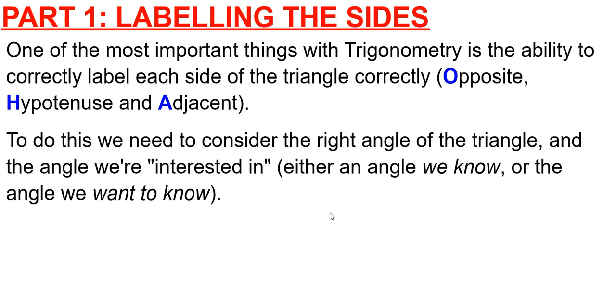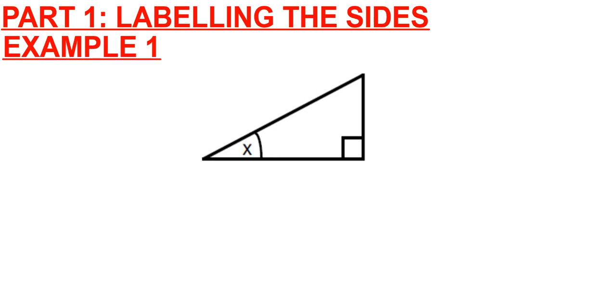This brings us to part one, where we need to label the sides first of all. One of the most important things with trigonometry is the ability to correctly label each side of a triangle, whether it be opposite, hypotenuse, or adjacent. Labeling the sides underpins everything else. To do this, we need to think about the right angle of the triangle and the angle we're interested in. That's either the angle we already know or the angle you want to know. With that in mind, we can now think about labeling these sides.